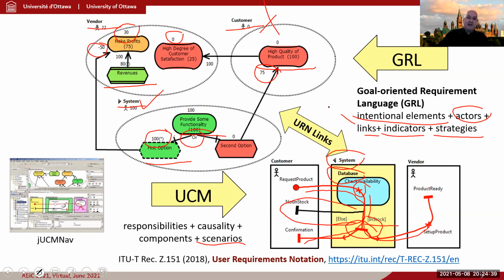Now, the URN language supports links between the goal view and the process view as well. So I can see the presence of little triangles here. The system component in my use case map model is connected to the system actor in my goal model. So I can establish traceability between the two views. This is all supported by jUCMNav, which is an Eclipse plugin that is freely available and that I will use in my demonstration.